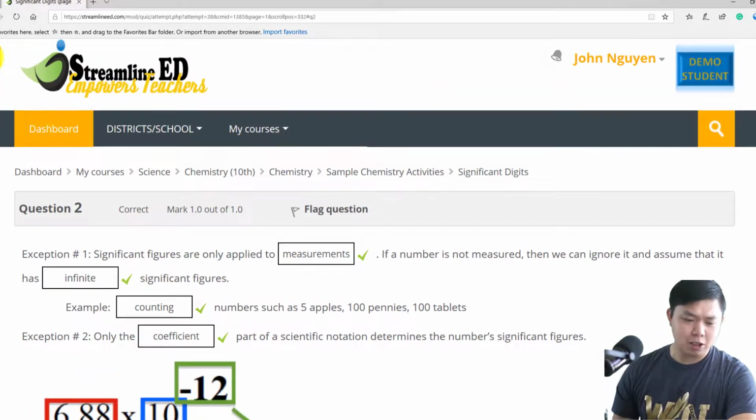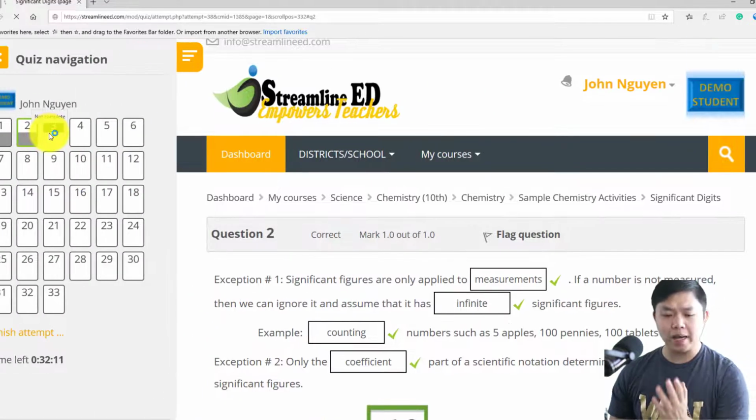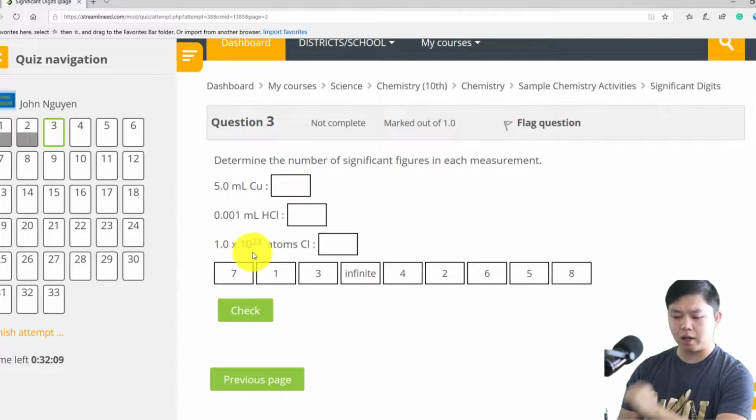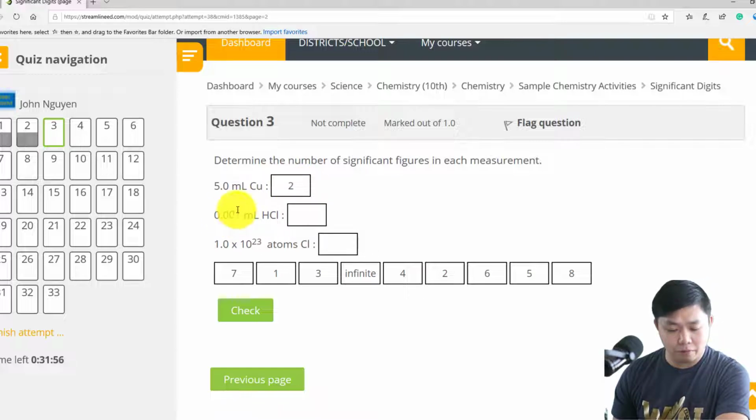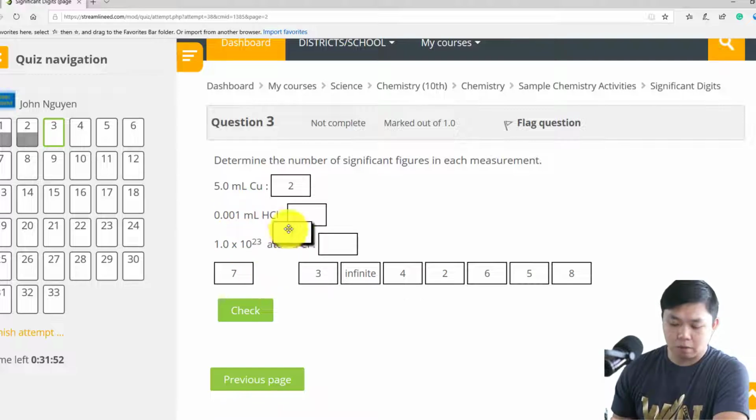See, that is extremely easy once you look at the basic rules and apply them. Let's do another one. We have 5.0 milliliters of copper. This is a decimal number, so we start from the first non-zero all the way to the end, so 1, 2. So we have 2 significant figures. And look at this one, it is a decimal number. Our first non-zero is right here, but we don't have any digit after that. So in this case, it's just 1.